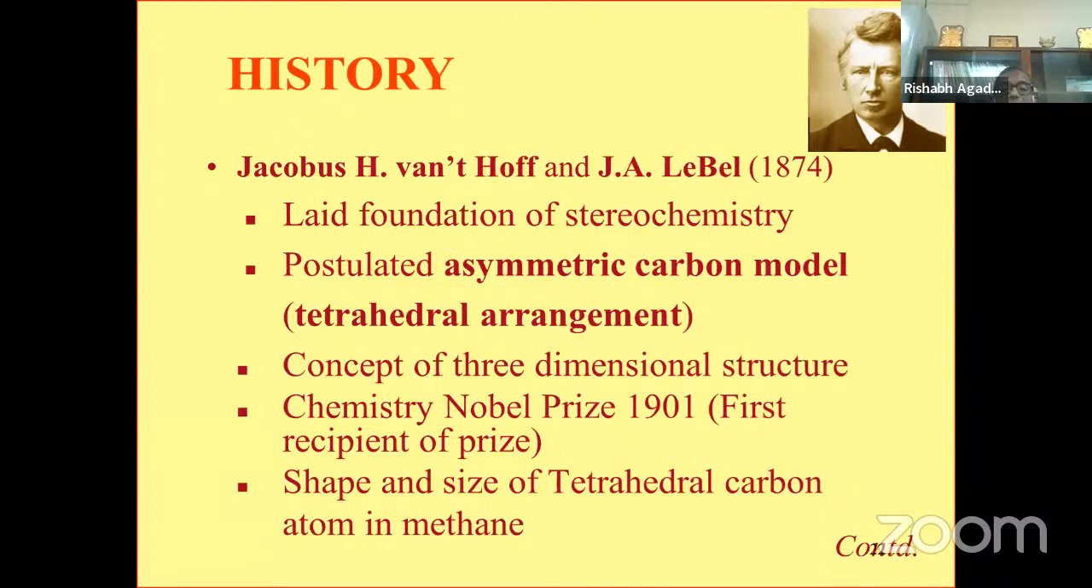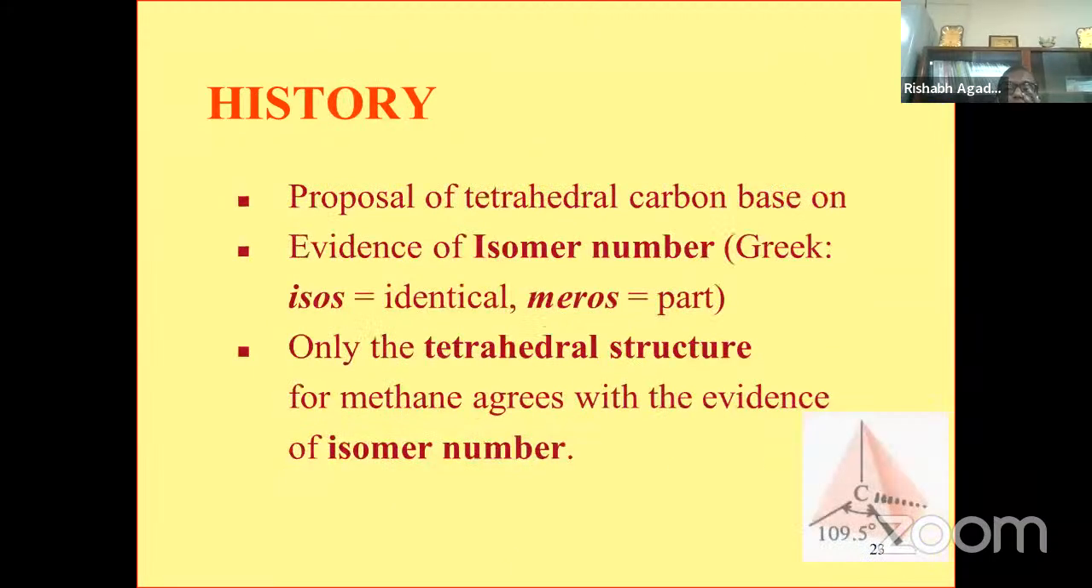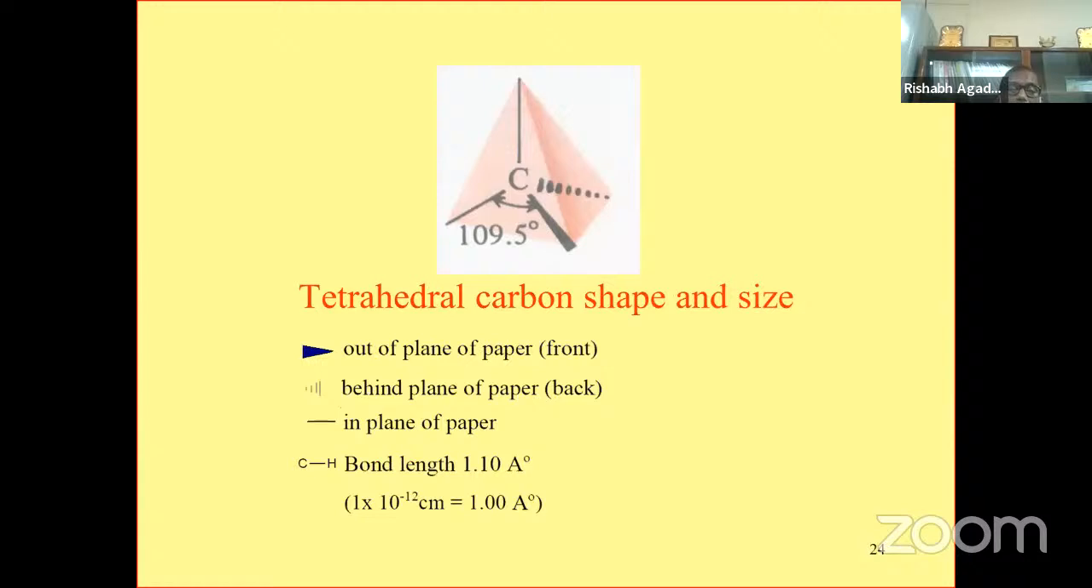And here they have described the shape and size of the tetrahedral carbon atom in methane. Now the proposal of the tetrahedral carbon atom is actually based on the evidence of isomer number. Isos means identical, meros means part, and only the tetrahedral structure for methane agrees with the evidence of the isomer number. So based on that, isomer number will be required everywhere while studying the stability testing of pharmaceuticals as well as your herbal preparations.